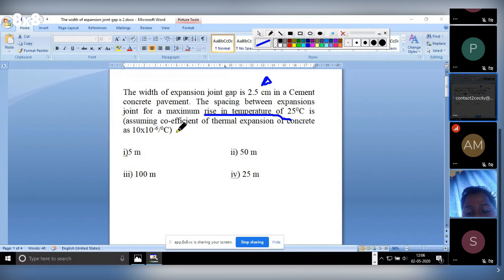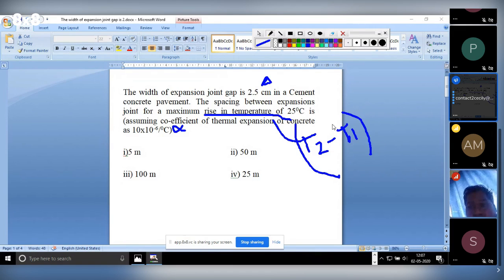This is your T, not T2. This is T, the rise in temperature, which is T2 minus T1 given completely. In the previous question, they gave two values: the construction or casting period temperature, and the maximum temperature of the year. Whereas here it is the rise in temperature, that is T, which is your 25. They have given this value directly.